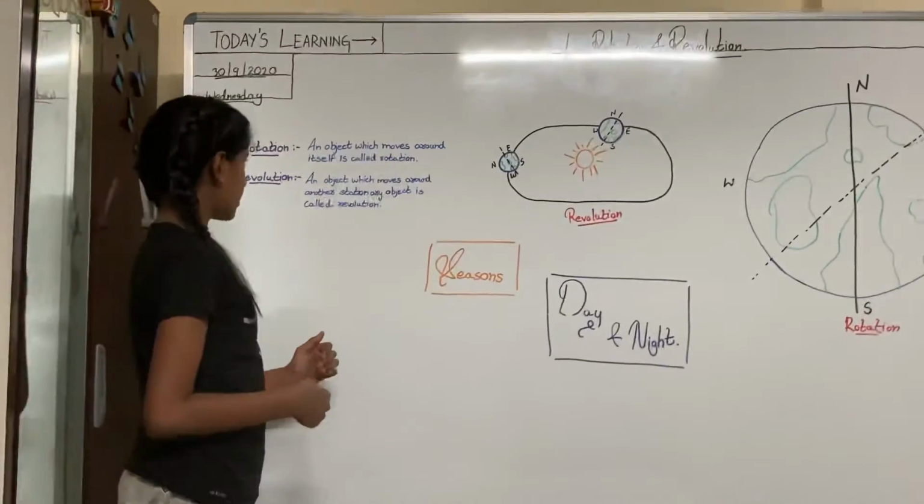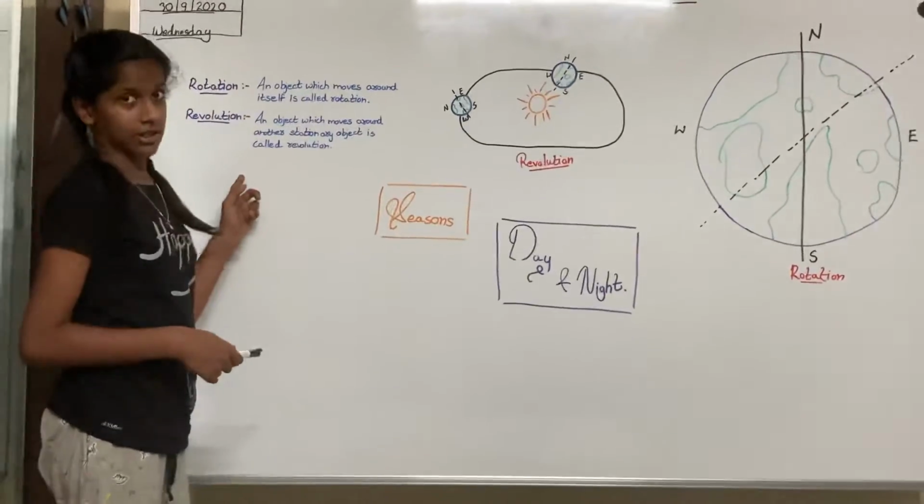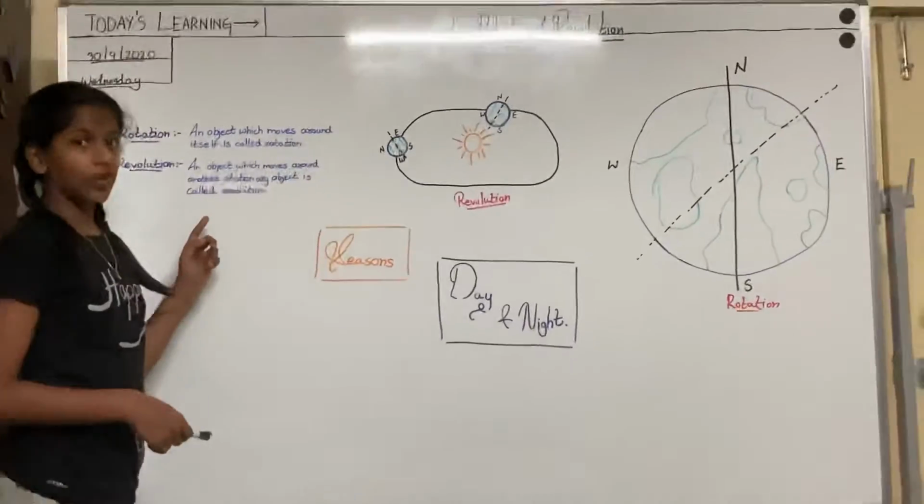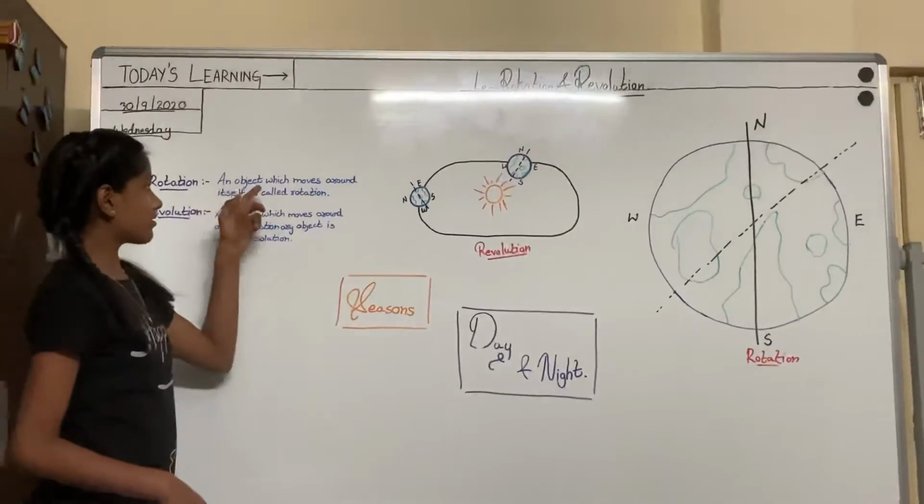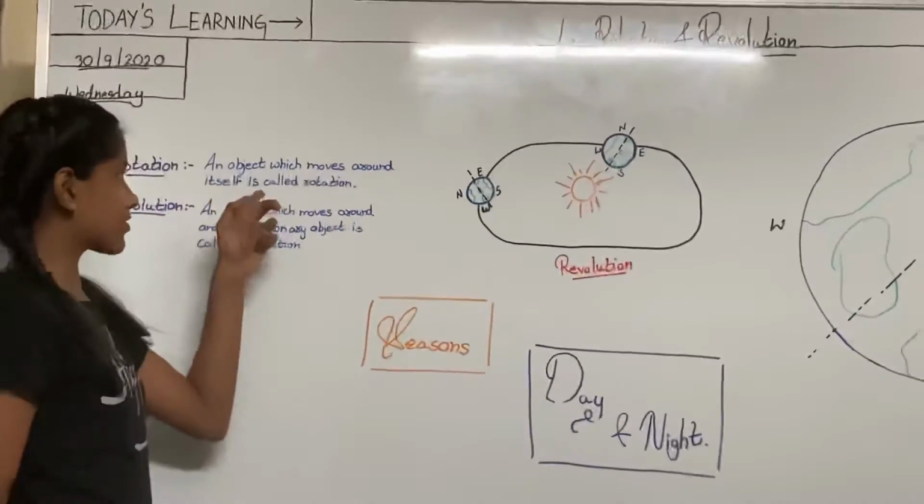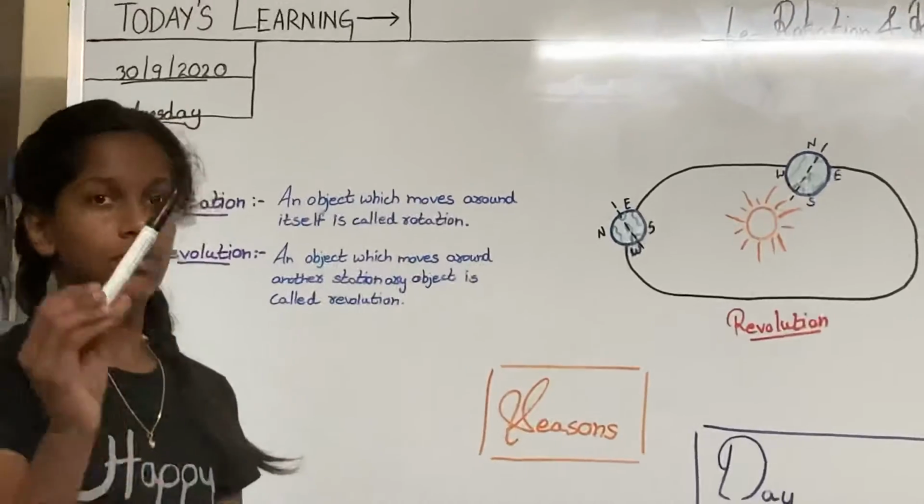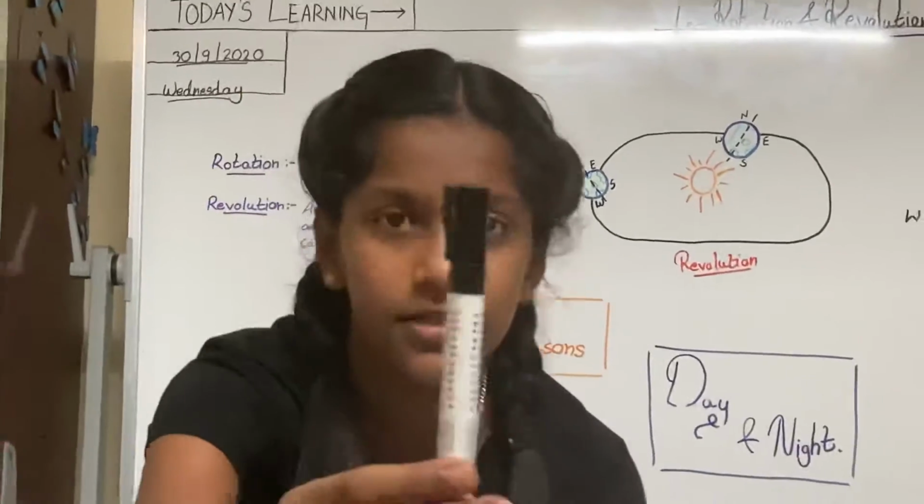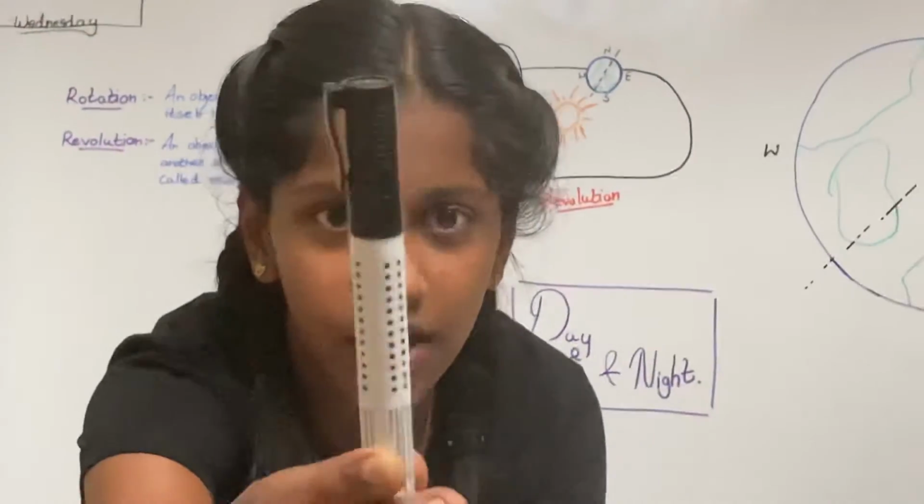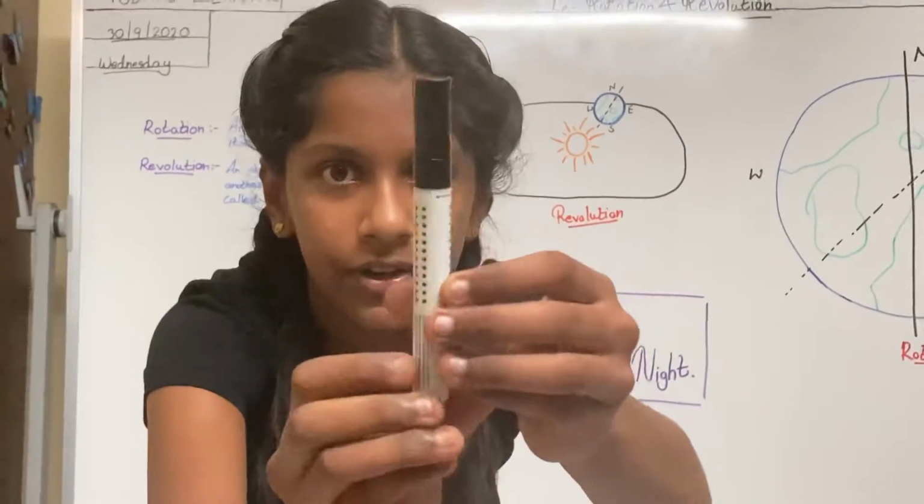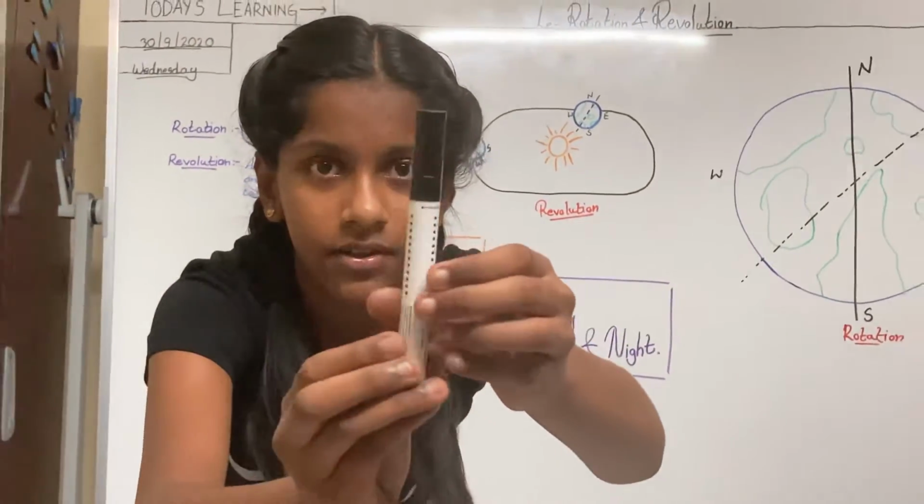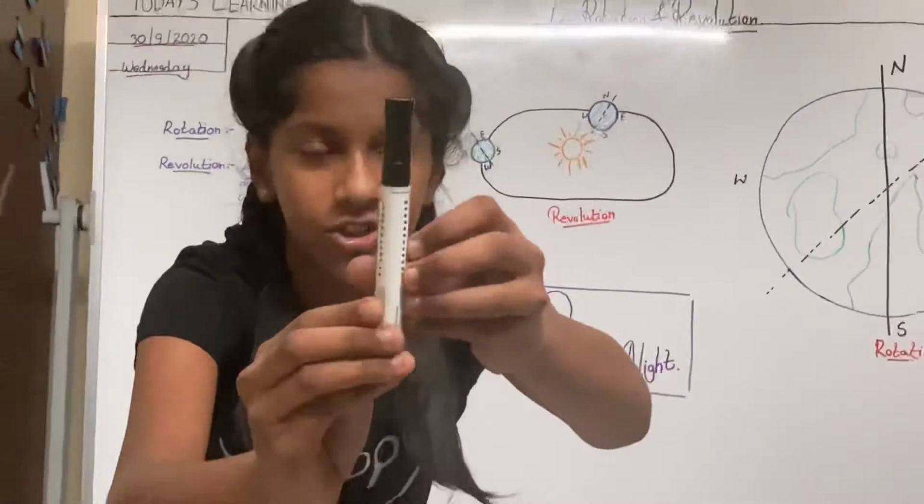Let's first see the meaning of rotation and revolution. The meaning of rotation is an object which moves around itself is called rotation. Now, can you see this whiteboard marker? Now I am rotating it. Can you see? This is called rotation.